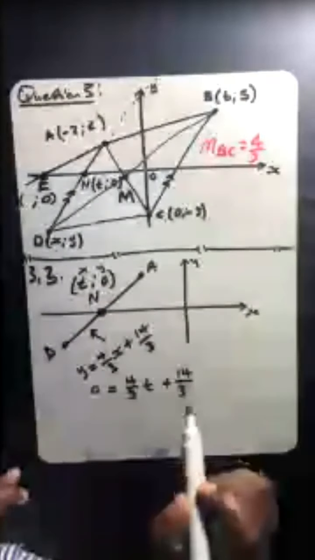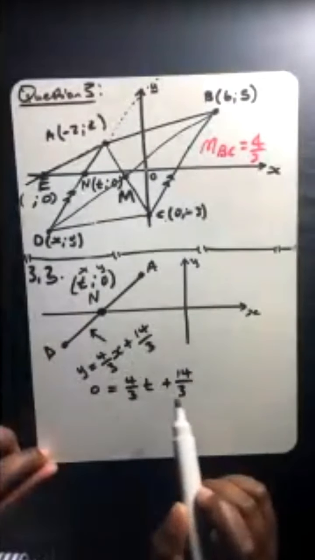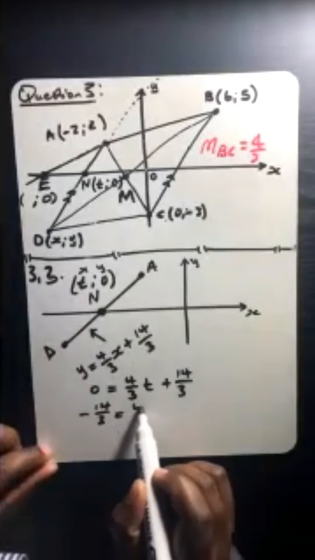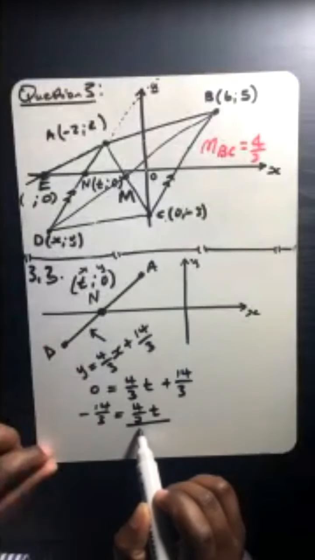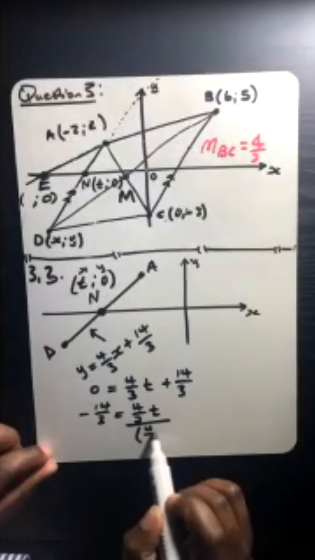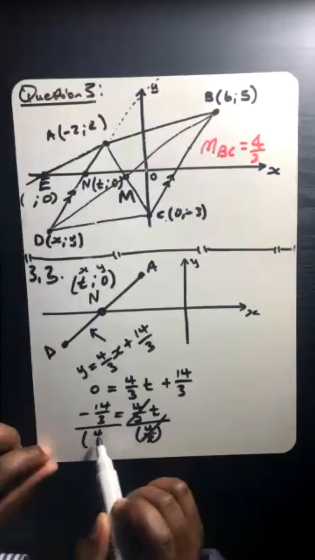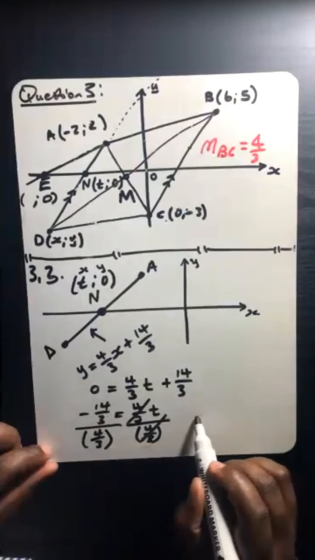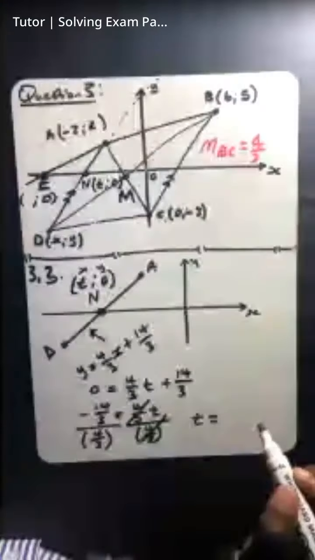Now that you have substituted, you just solve for the unknown, which is t. So you transpose, you've got -14/3 equals 4/3t. Then you can just divide by 4/3 so that it cancels. Whatever you do, you also do on the other side. So you can just punch all of this on a calculator. Whatever you get is equal to t. Here comes the question, guys. For t, are we expecting a positive or a negative value?